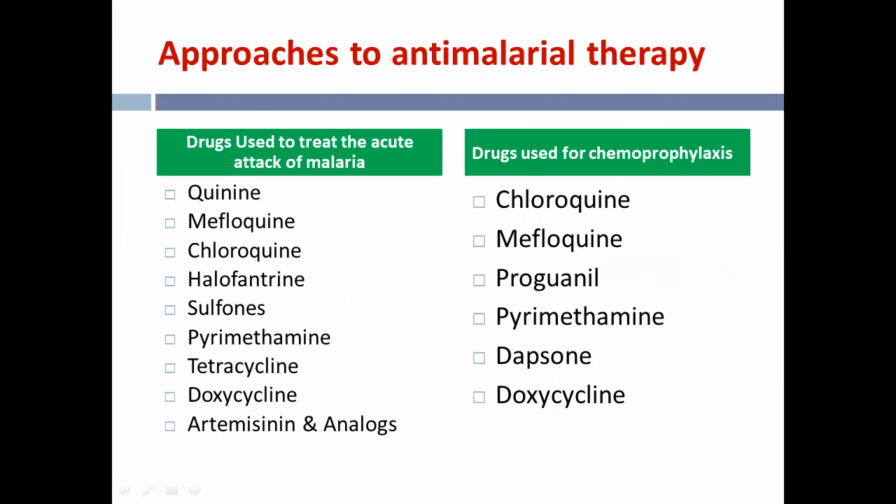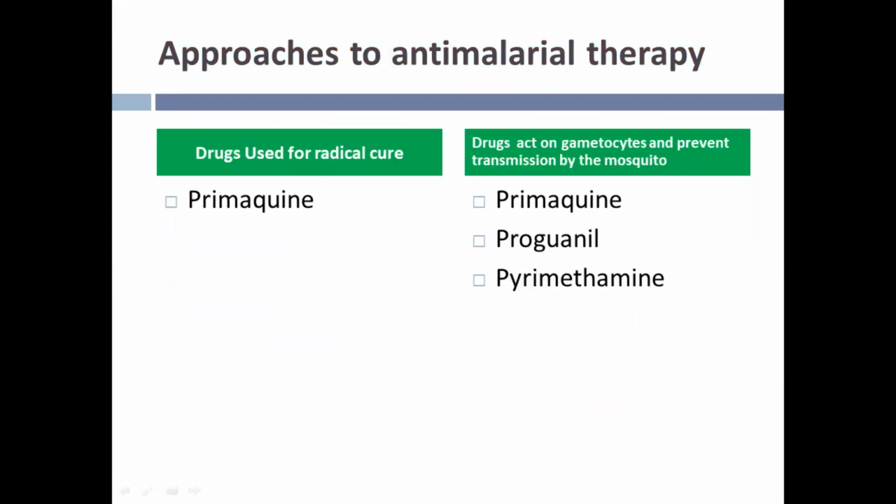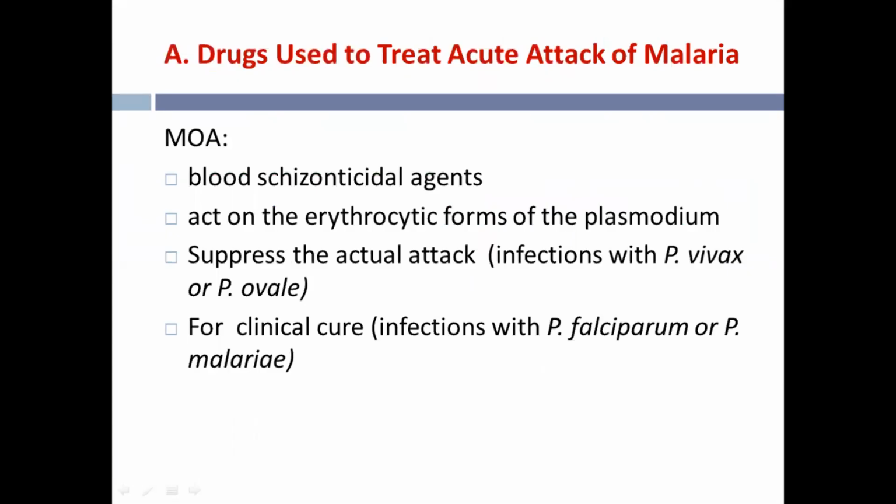for the drugs, there are drugs used to treat the acute attack. So these are the ones, no? There are drugs used for chemoprophylaxis, no? And there are drugs used for radical cure, and there are drugs that act as gametocides to prevent transmission by the mosquito. So usually yung acute attack, ang mechanism is that it targets the blood schizonticidal agent. So kumbaga, it targets the ones that are in the blood. No?